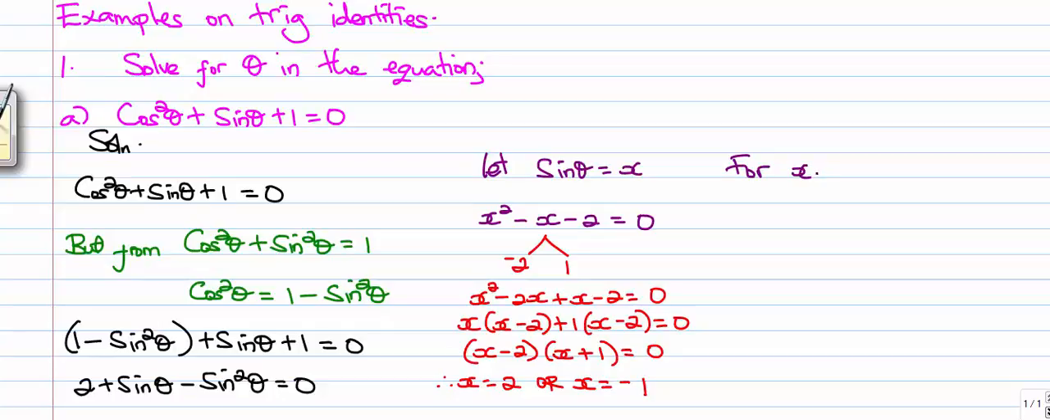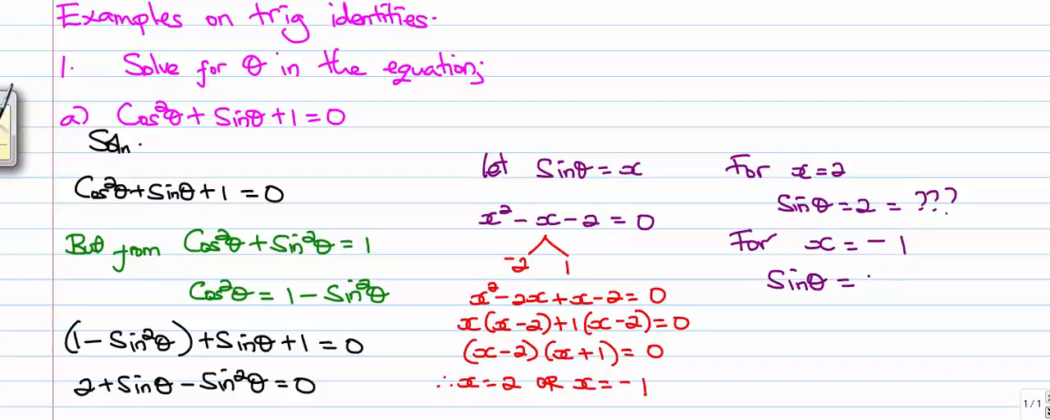So I first of all consider when x is equal to 2, and if I get sine theta equaling 2, I'll get no angle in between there. That's why I use question marks. Remember, our maximum sine will always be 1. Any number greater than 1 will always give us math errors on our calculators. And so we don't have angles there, and we continue with when x is equal to negative 1.